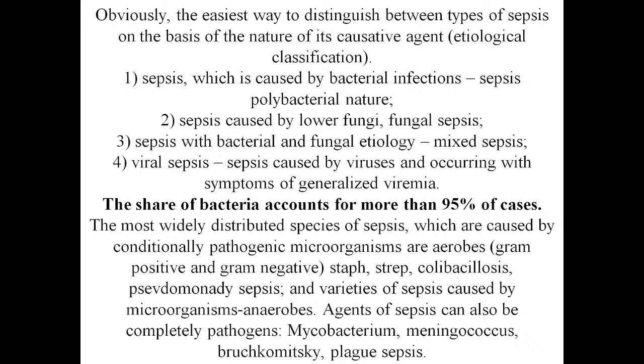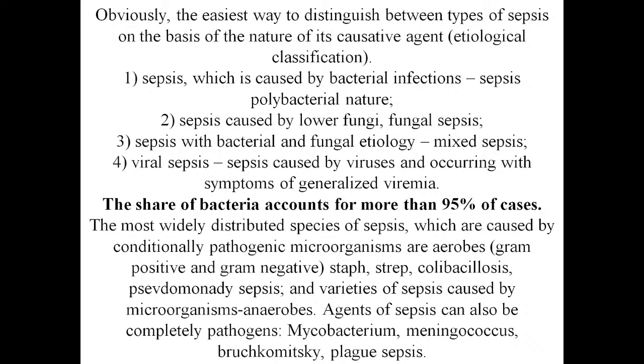Obviously, the easiest way to distinguish between types of sepsis is on the basis of the nature of its causative agents, the etiological classification. First, sepsis which is caused by bacterial infection, called sepsis of polybacterial nature. Sepsis caused by fungi is fungal sepsis, and sepsis with bacterial and fungal etiology is mixed sepsis. Viral sepsis is caused by viruses and occurs with the symptoms of generalized viremia. The share of bacteria accounts for more than 95% of cases.